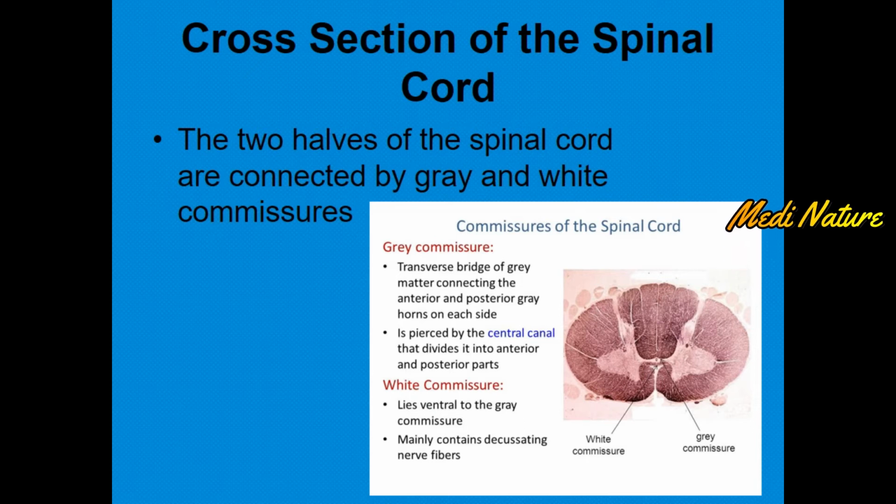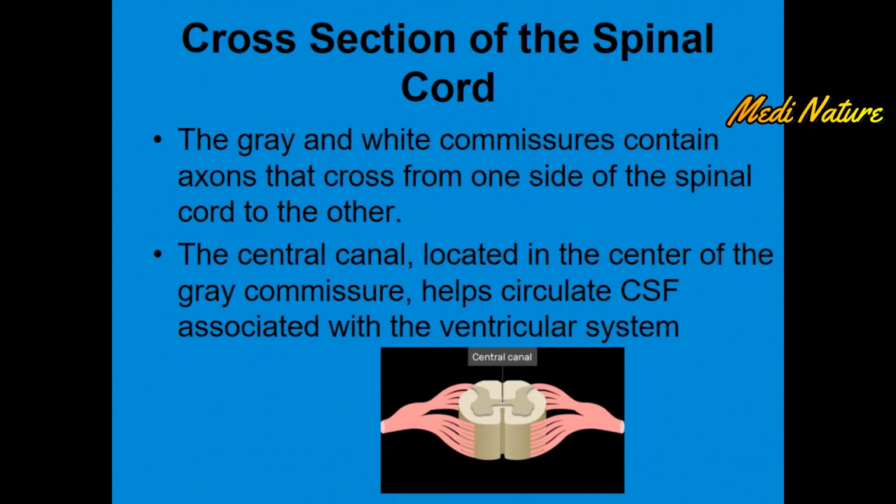The white commissure lies ventral to the gray commissure. It mainly contains nerve fibers. You can see the white commissure and the gray commissure in this picture. The gray and white commissures contain axons that cross from one side of the spinal cord to the other side. And the central canal, which is located in the center of the gray commissure, helps to circulate cerebrospinal fluid, which is associated with the ventricular system of the brain.